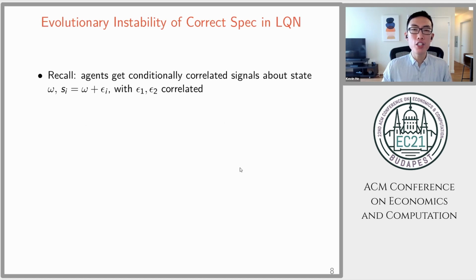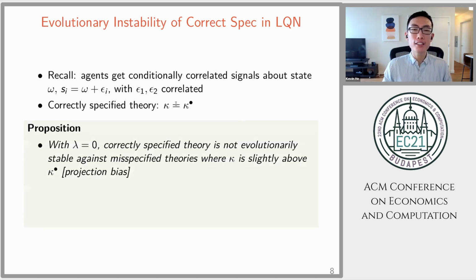Now, let's use the definition of evolutionary stability to examine the example from before. So recall we have this example where people are getting these conditionally correlated signals about the state. The correctly specified theory is one where this kappa parameter is equal to the true correlation parameter kappa dot. But it turns out that this correctly specified theory may not be evolutionarily stable against theories that contain mistakes. Indeed, when lambda is 0, that is, there's uniform matching, the correctly specified theory is not evolutionarily stable against misspecified theories where kappa is slightly too high.